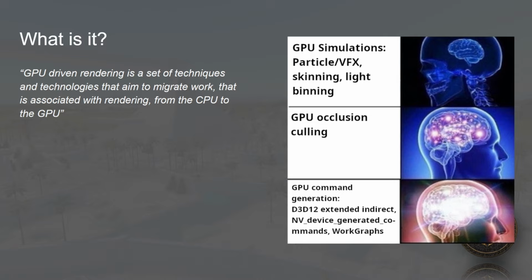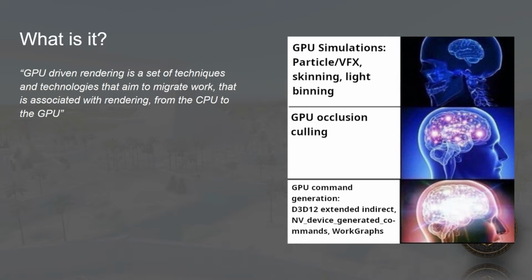Maybe we can categorize it as GPU-driven, maybe not, but the most rudimentary use of it is in GPU simulations, things like particles, skinning, water simulation, object placement, etc. Things that engines used to do in the CPU a decade or so ago. The next real use of GDR is GPU occlusion culling. This can be done entirely or partially in the GPU.